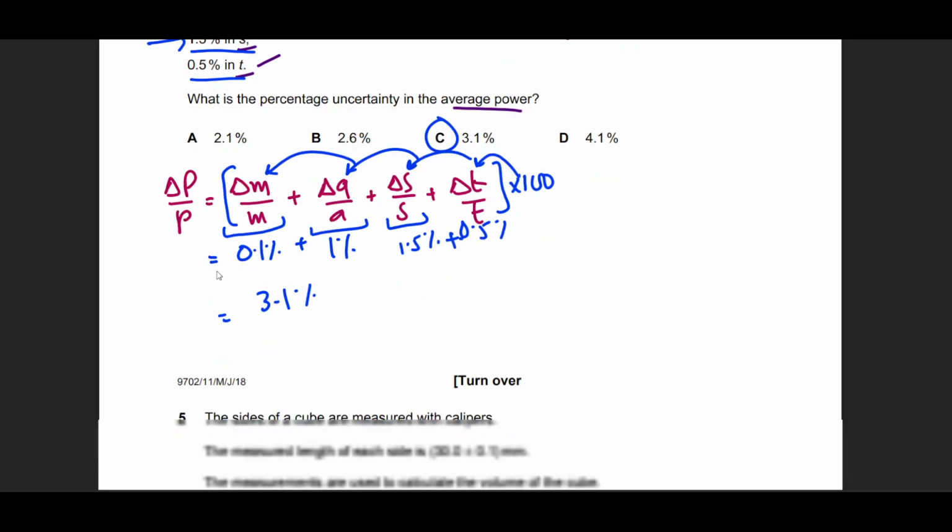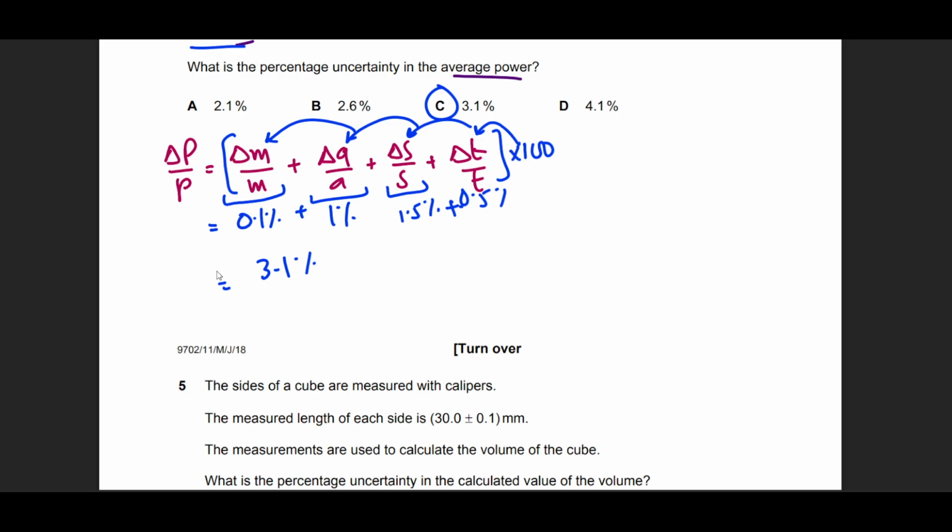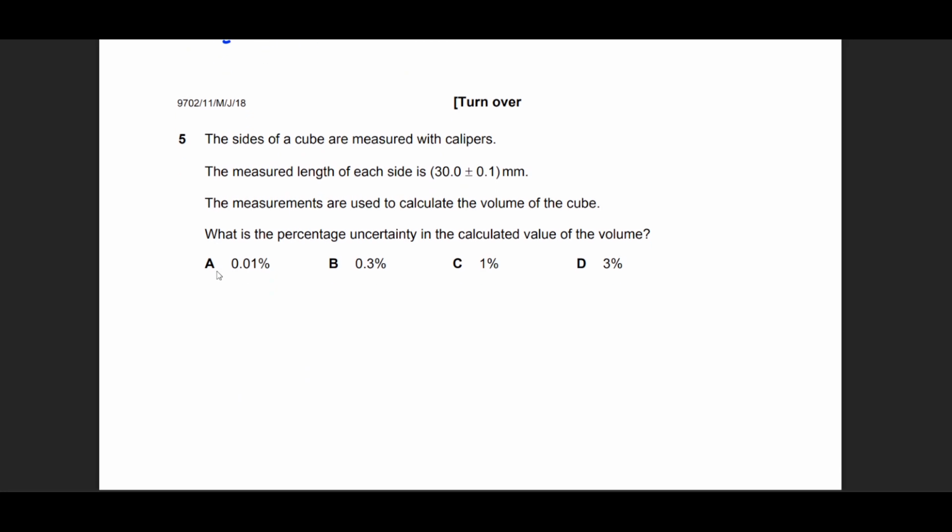So moving on to the next question. That is why you can see it's very easy to add percentages. That is why everything is converted into percentages, even though they have different units. Now he says that he uses a caliper to measure the sides of the cube and he wants to find out the volume. Now, how do you find volume?